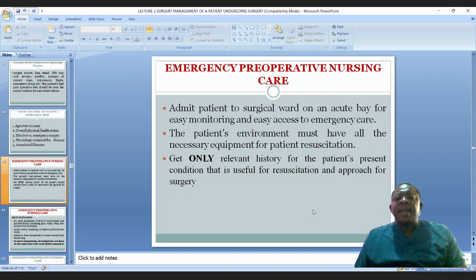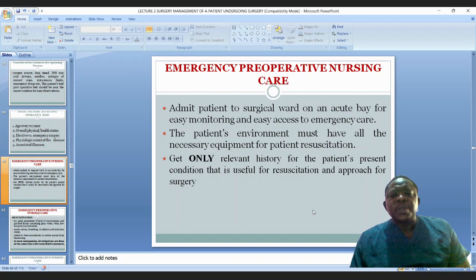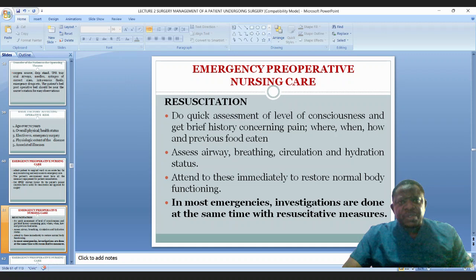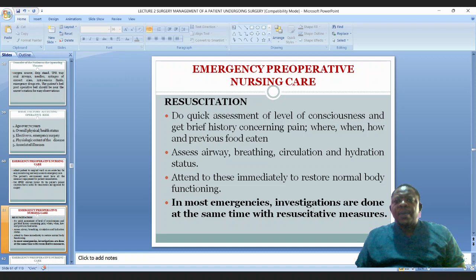So in emergency care, what is important to come first is the resuscitation of the patient as you simultaneously prepare the patient for surgery. Resuscitation is one of the main interventions that are supposed to be done for emergency preoperative nursing care. You have to do a quick assessment of level of consciousness and get a brief history concerning pain: where, when, and how, and also previous food that the patient had eaten. This is what you do in the resuscitation.